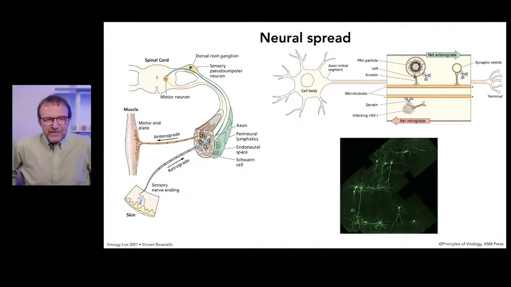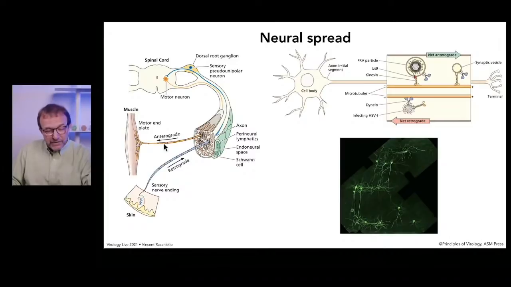Viruses can spread in nerves. Unsurprisingly, this is called neural spread. Viruses can, for example, enter the nerve junction in the muscle. As you know, your muscles are innervated. They have sensory nerves, but also motor nerves so that you can move them. And there's the junction of the nerve with the muscle where viruses can enter.